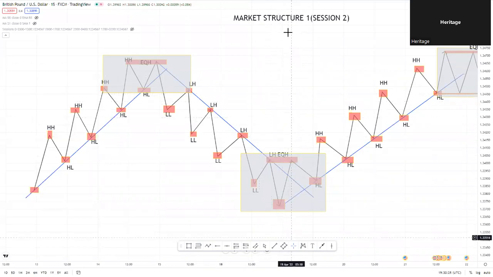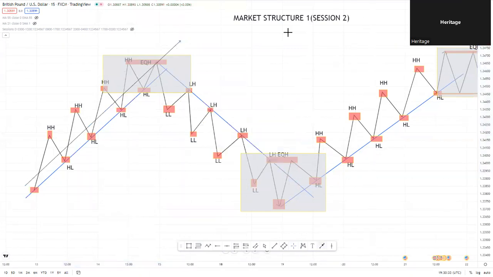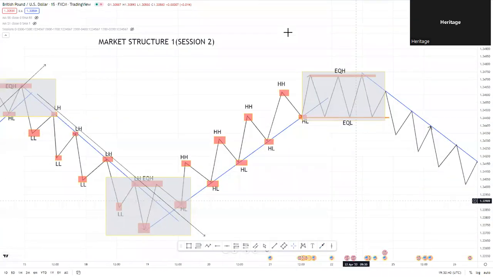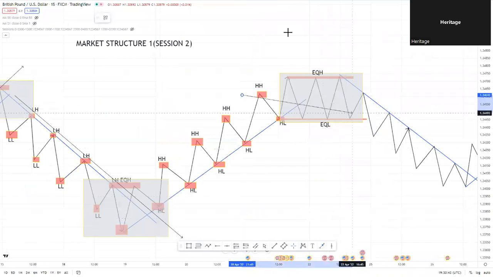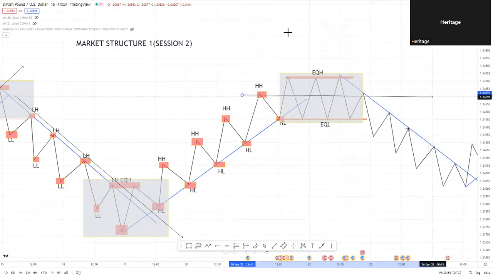We have the upward trend, which I call the uptrend. For example, this is an uptrend, and this is a downtrend, and this is an example of a sideways trend.